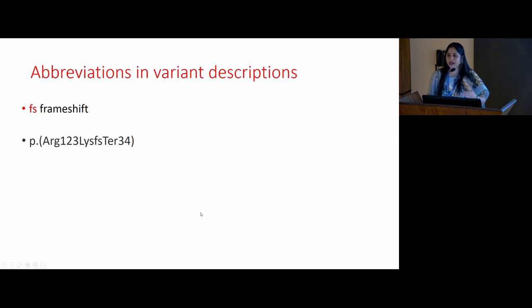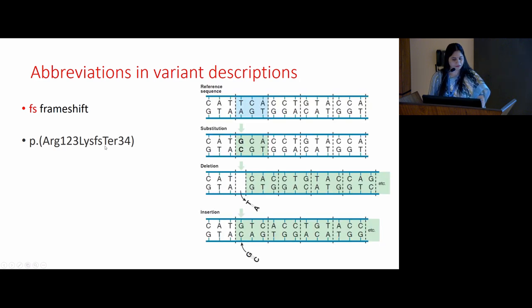Another thing is frame shift. Suppose your change has happened that is leading to complete change of reading frame. Then you have to use this term FS, or frame shift. So this comes: what was there at 123 position, now what is the change, and frame shift is happening and termination is happening after how many amino acids. So this is the syntax. This will be re-emphasized with example. So don't worry, I'm just introducing you to the term and we'll be going slow with examples again.